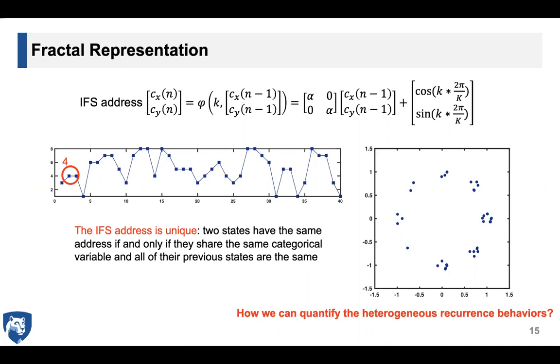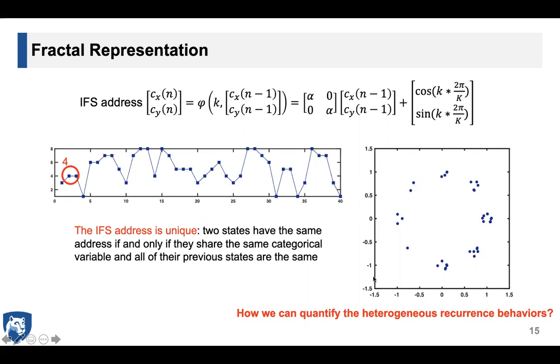Note that two states can have the same address if and only if they share the same categorical variable and all of their previous states are the same, because here we have n-1 in the formula. Therefore, the IFS address is unique. So that's how we can distinguish the heterogeneous recurrence behaviors that exist.